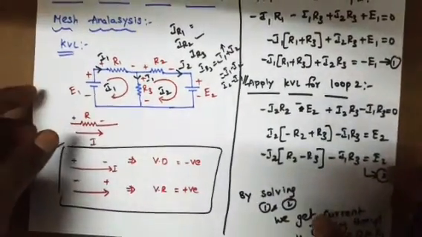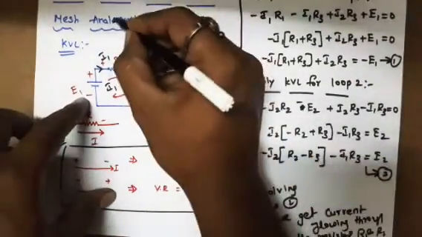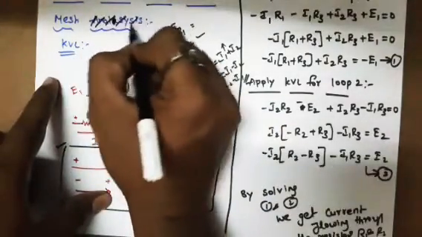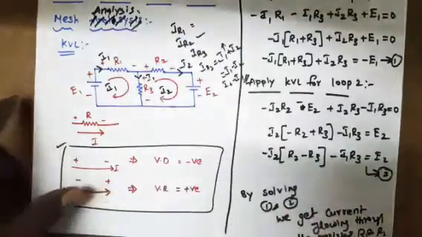So this is the application of Kirchhoff's voltage law, which is nothing but mesh analysis. Okay, is it clear?